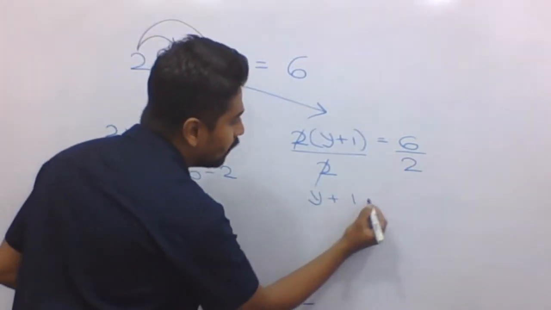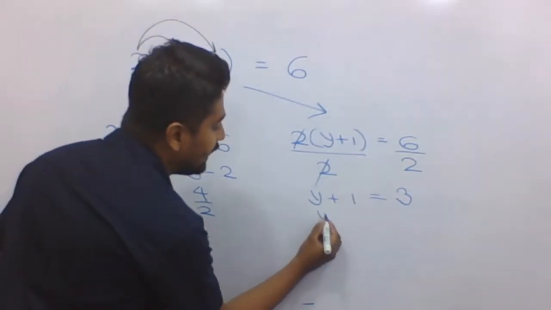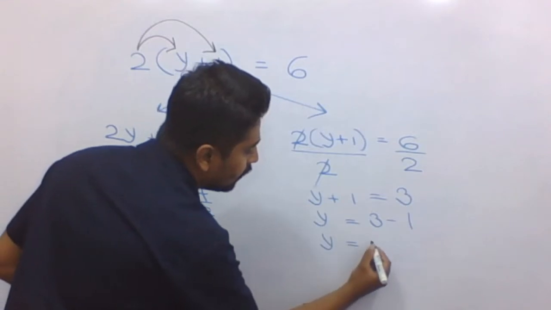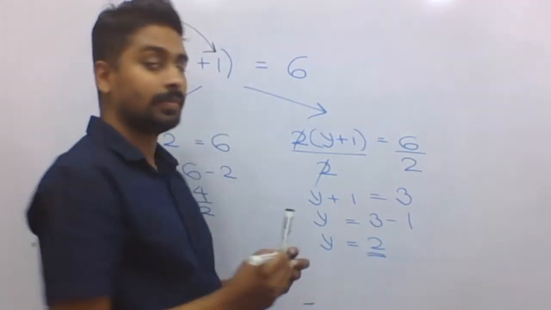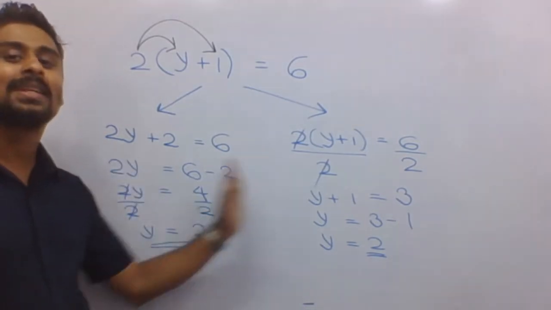y plus 1 equals what? Here by division, it is equal to 3. Then y equals 3 minus 1. Then y equals 2. The same answers, no? Same answers but two methods.